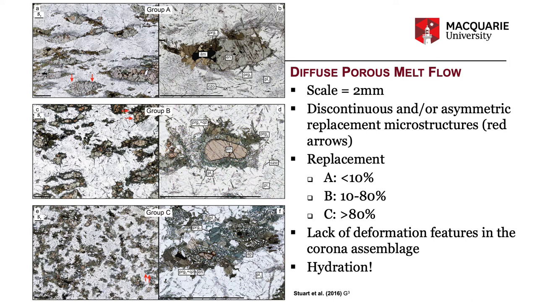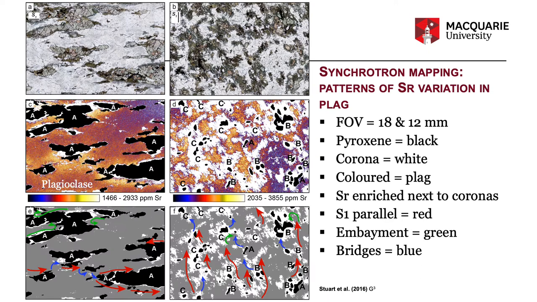The coronae are variably developed throughout the valley, from at the top of this slide showing low development of the amphibole coronae through to the bottom where the pyroxenes are pretty much completely replaced. The key feature of these reactions is the hydration to form the amphibole.